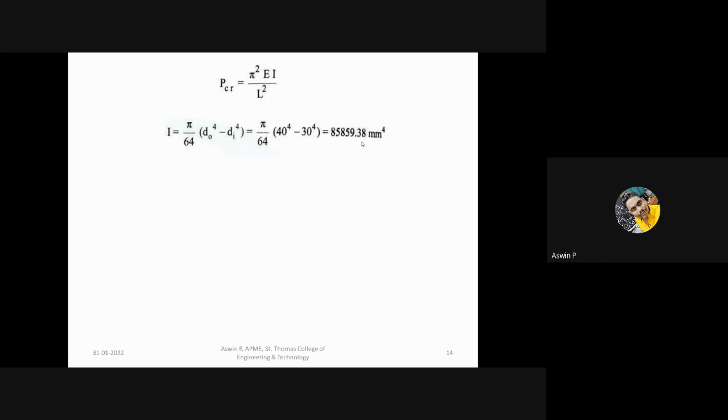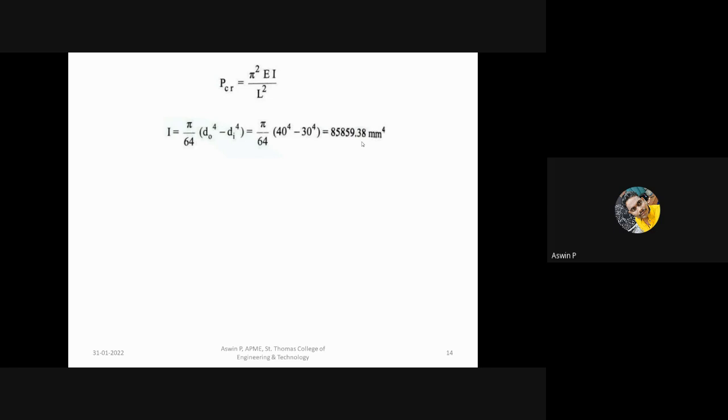Outside and inside diameters are given in the problem, so you can directly find the moment of inertia for a hollow cylinder. The equation is given to you. We have studied this equation from our mechanics classroom, so it's a very important equation. You need to study this equation for our future semesters too. It's a very important equation in mechanical engineering.